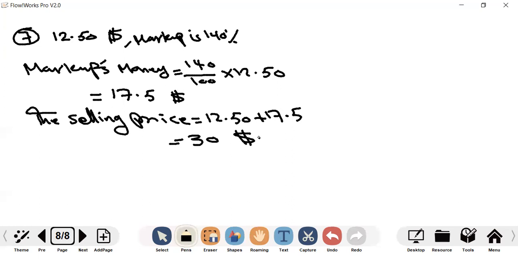So the wholesale cost was 12.5, but the store management wants to sell it with $30, which is more than double the price. So this is question 7. Done? Now let's go back to example number 3.